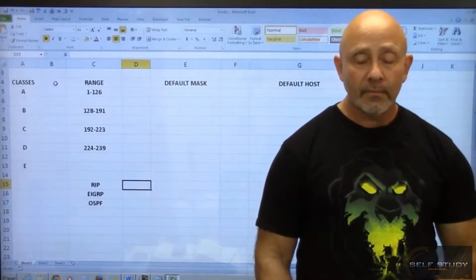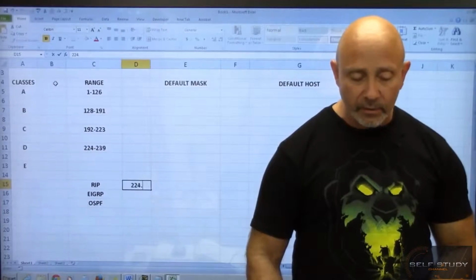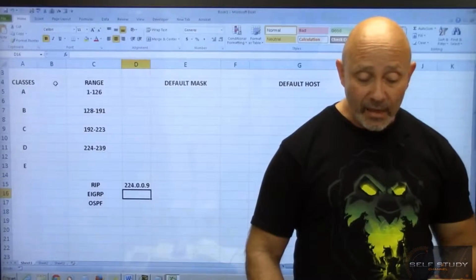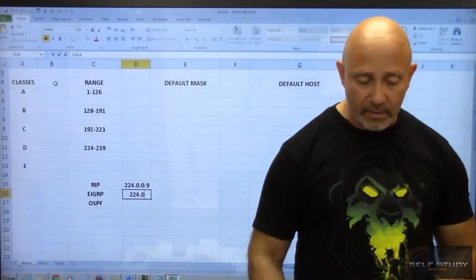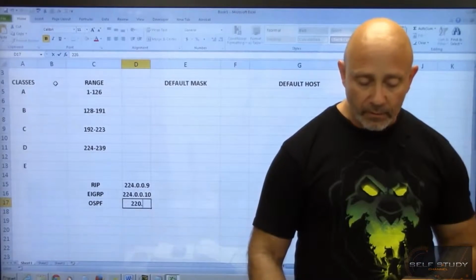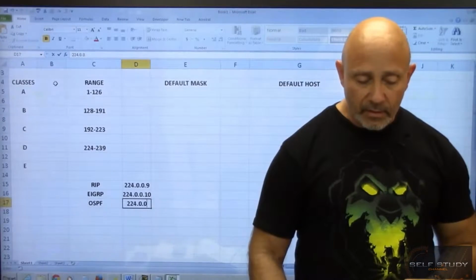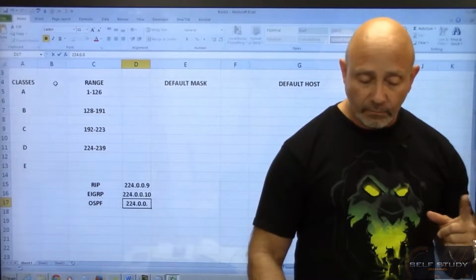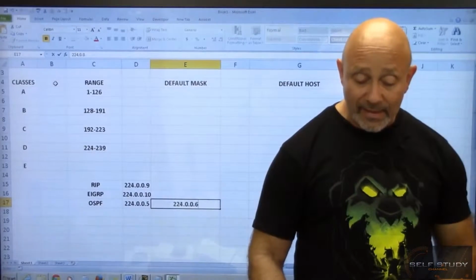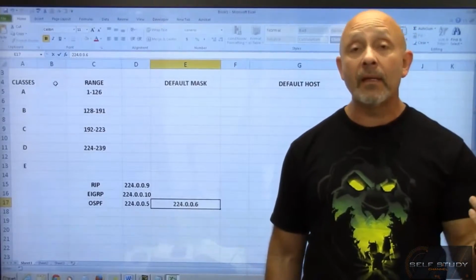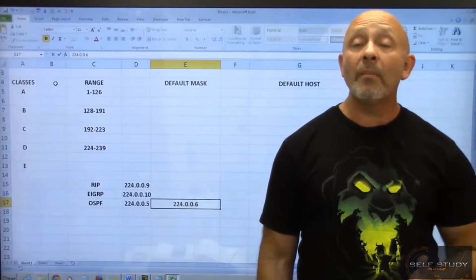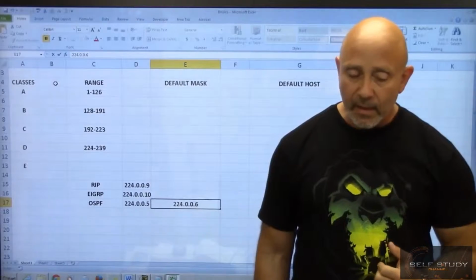RIP uses a multicast address of 224.0.0.9. EIGRP uses 224.0.0.10. OSPF uses 224.0.0.5 and 224.0.0.6. It uses two different IP addresses. It all depends on whether it's sending to a standard router, or sending to a designated router or a backup designated router. It will use the 6.